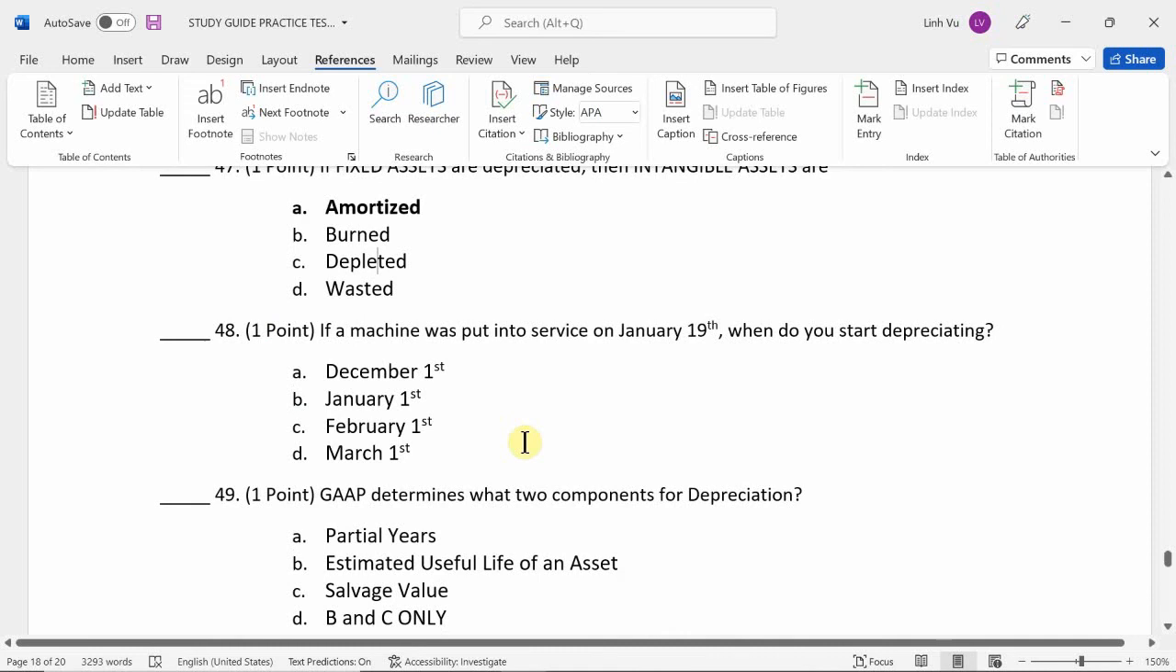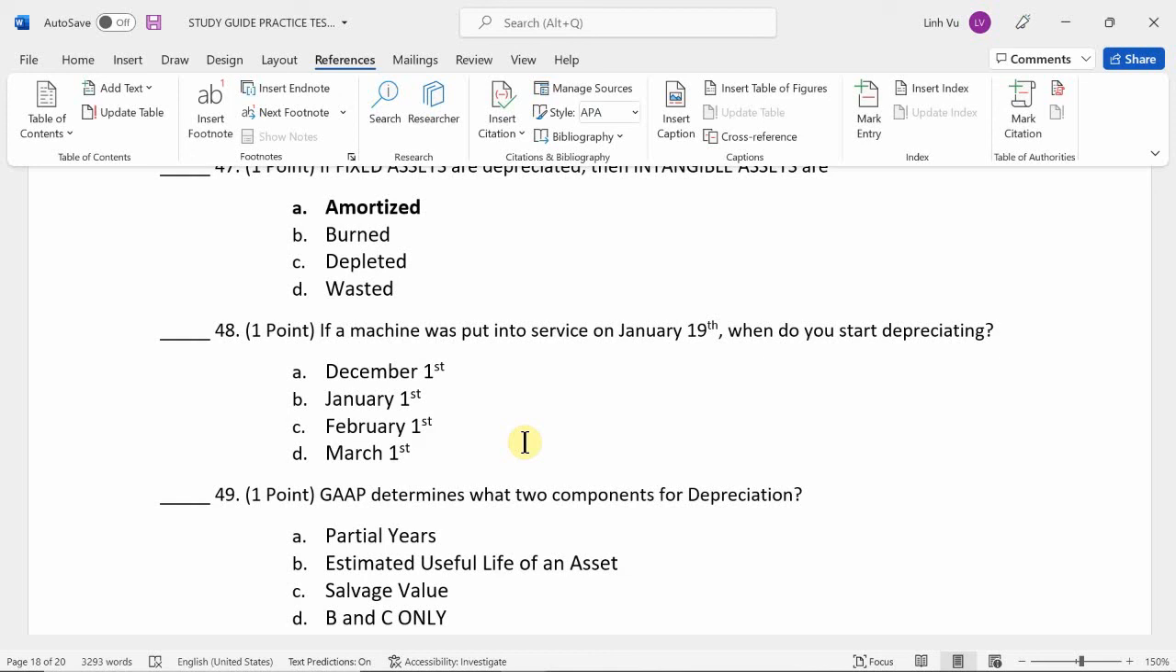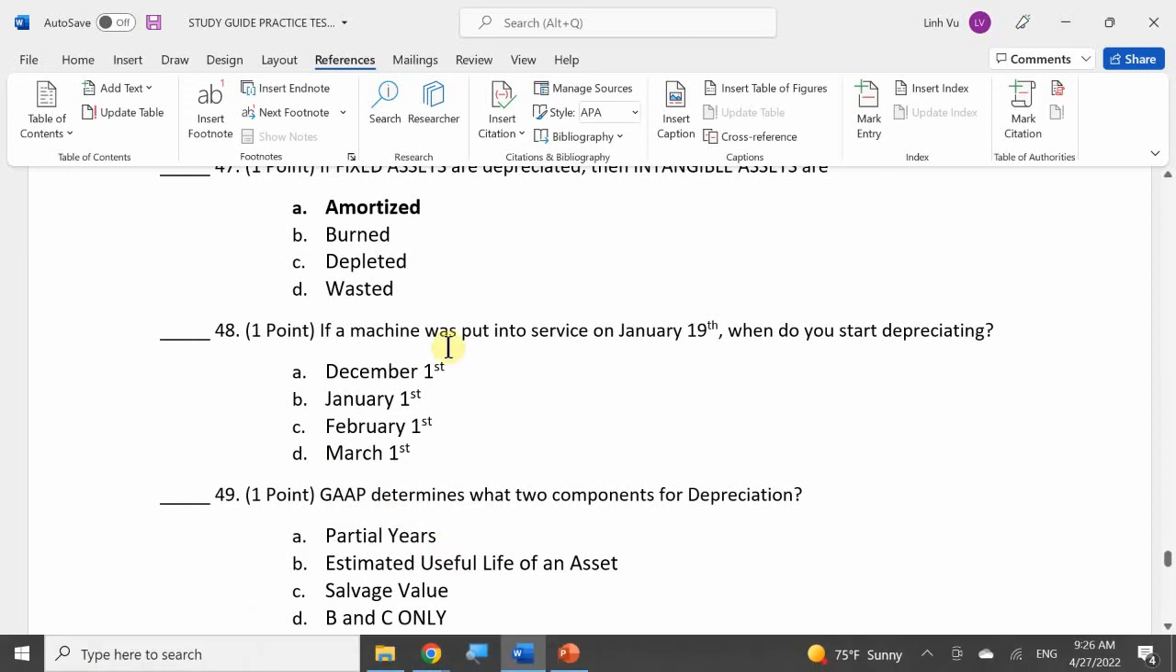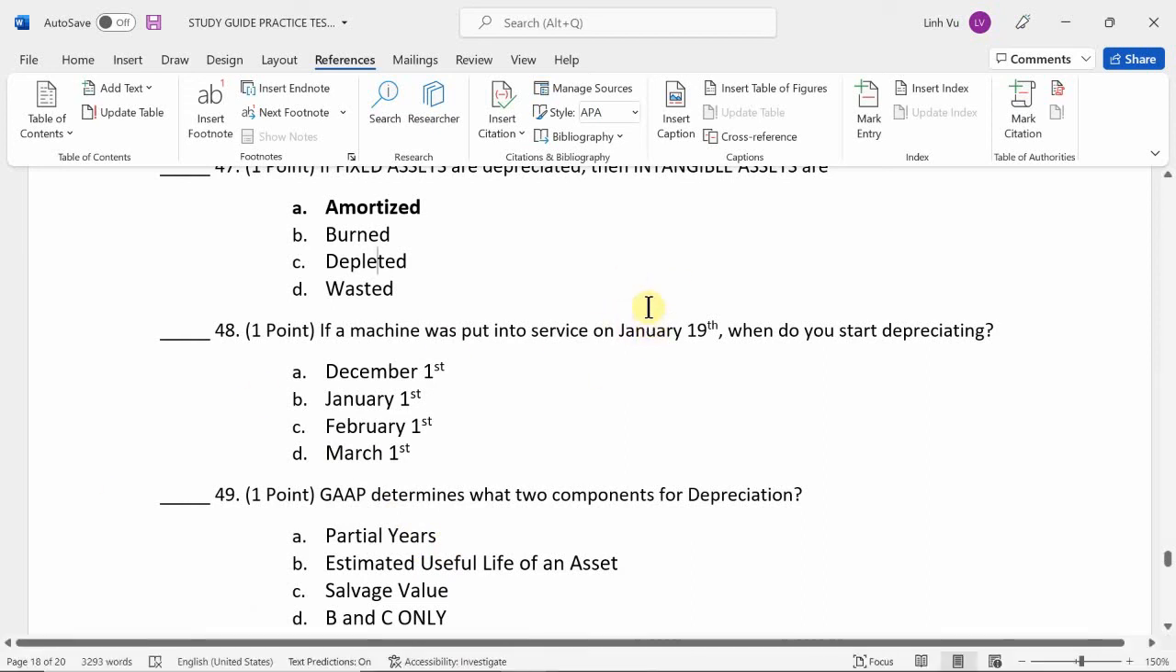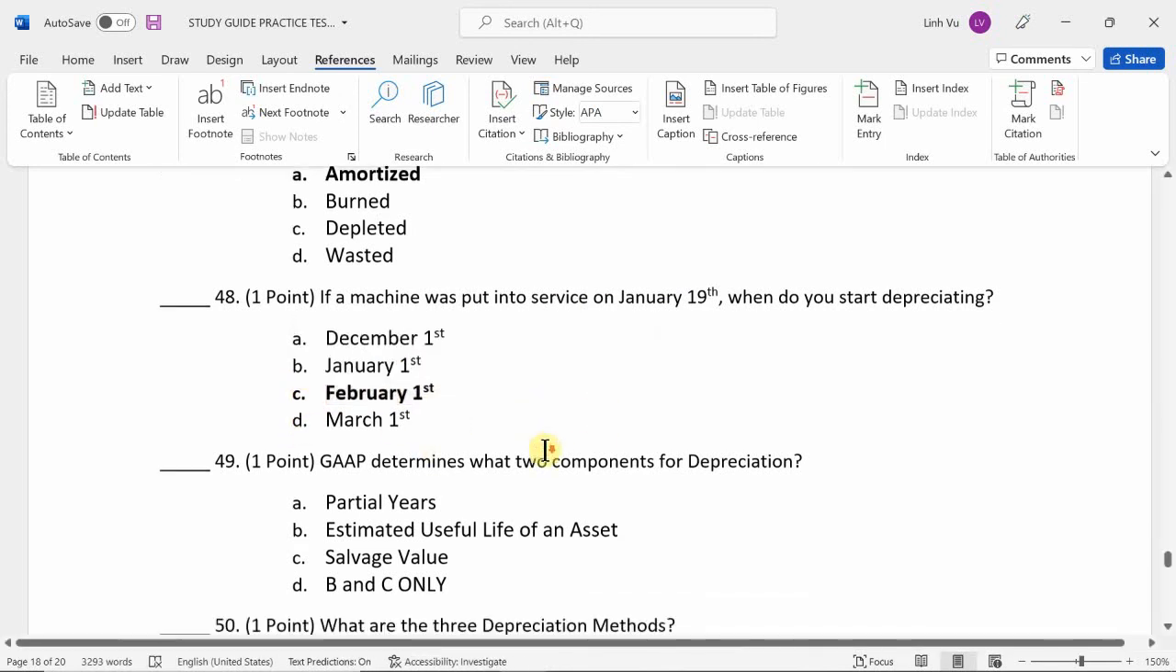Number 48. If a machine was put into service as of January 19, when do you start depreciating? C, February 1st, right? Because in this case, it was less than 50% of the month. The cap is 15, so it had less than 50% of the month to be used. So you would just start depreciating it as of February 1st, the next month. Good.